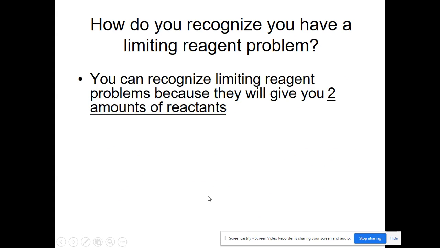So how do you recognize that you have this kind of problem? You will have two amounts of reactants. Remember, with percent yield, we had an amount of reactant and an amount of product in the description of the problem. In this case, we're going to have amounts of two different reactants in the description of the problem.